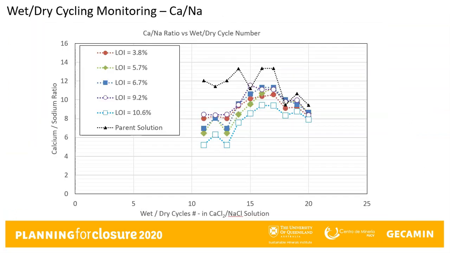Several tests were used to monitor the extent of ion exchange. The first was monitoring the bath water, where we measured the ratio of calcium to sodium. For most samples, a plateau was reached after about 15 wet-dry cycles.